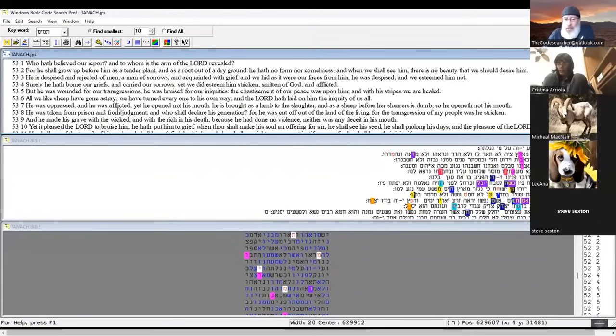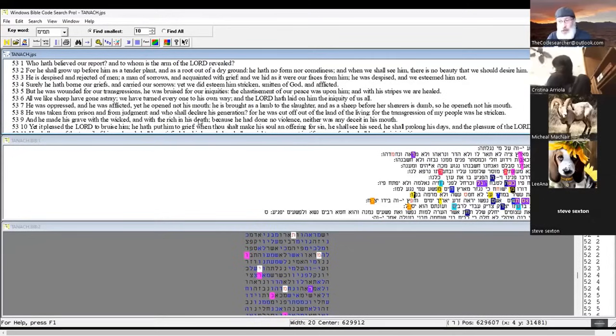He was oppressed and he was afflicted, and yet he opened not his mouth. He was brought as a lamb to the slaughter, as a sheep before the shears is dumb, so he opened not his mouth. For he was taken from prison and from judgment, and who shall declare his generation? For he was cut off out of the land of the living. For the transgressions of my people he was stricken, and he had made his grave with the wicked, and with the rich in his death.